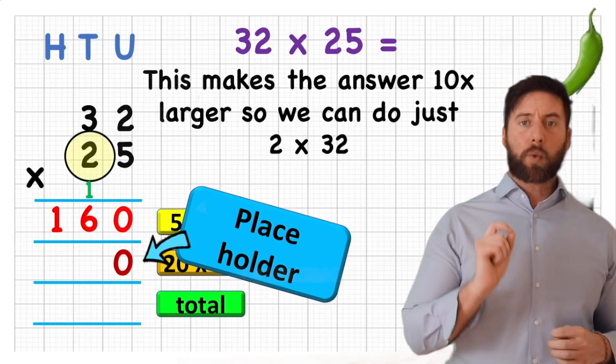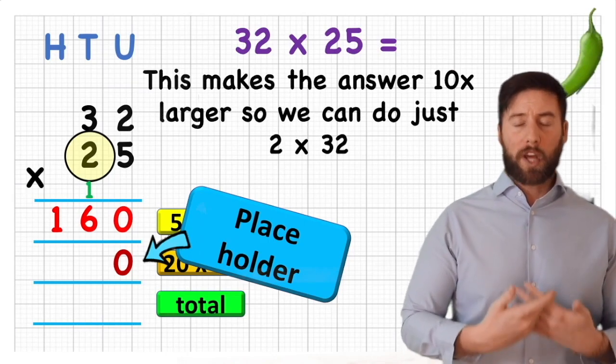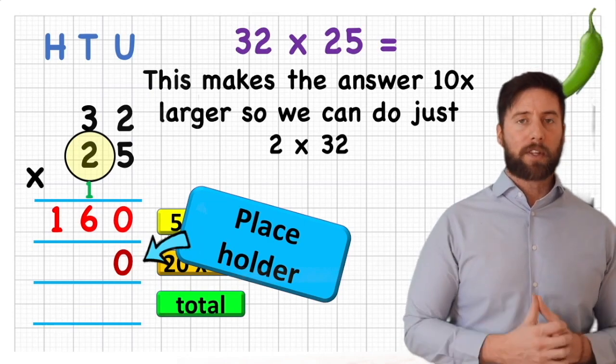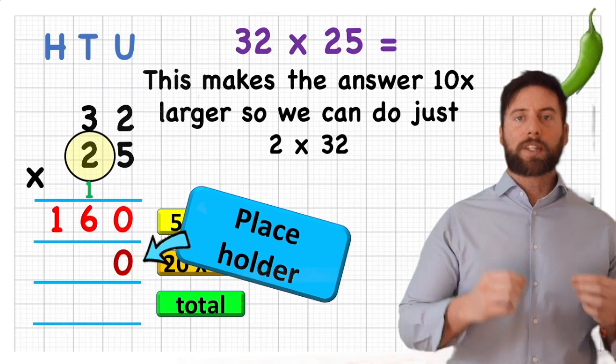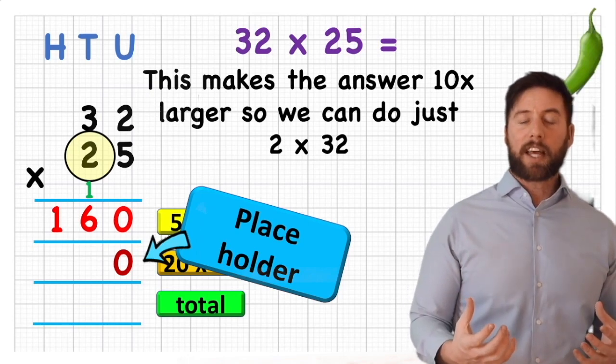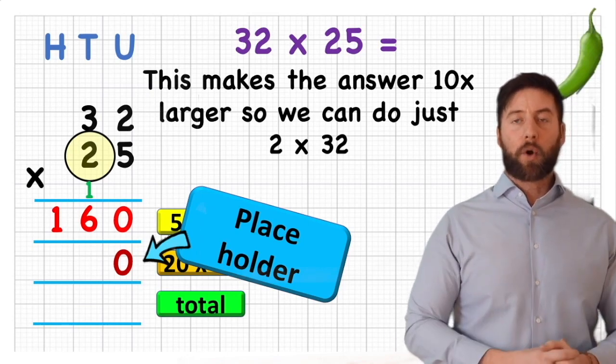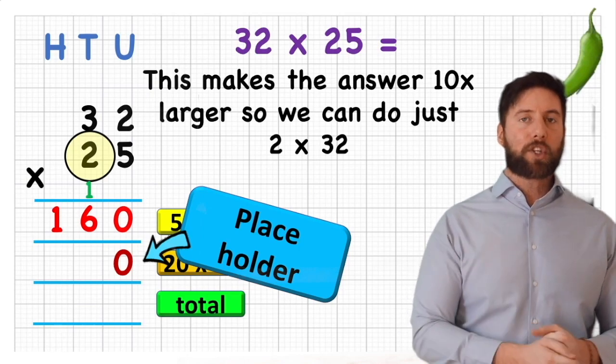We don't want to work with 20 times 32, we're going to still do 2 times 32. And to make it 2 times 32, we're going to make our answer 10 times larger because we know it's not a 2, it's actually a 20. So let's make our answer 10 times larger by putting a placeholder. I'm sure you've all done this, but you might not be sure why.